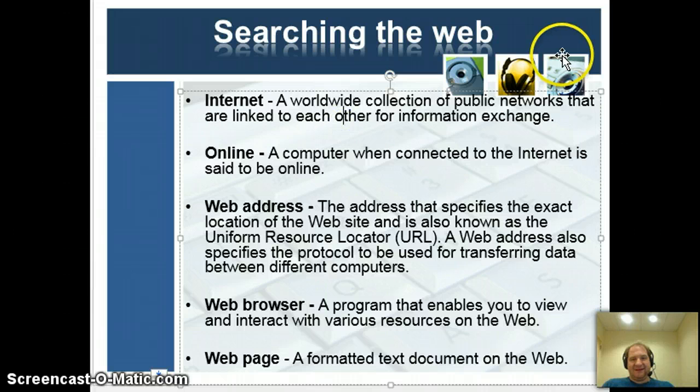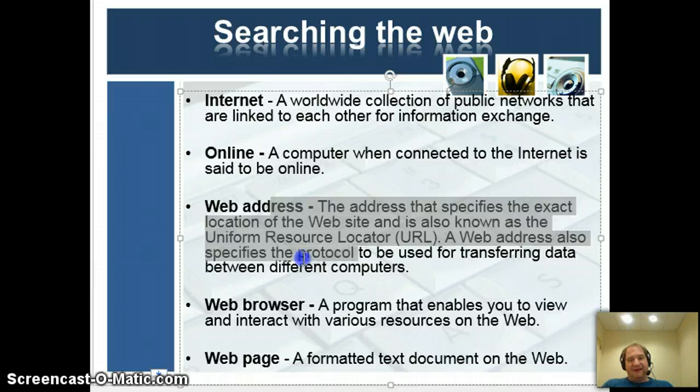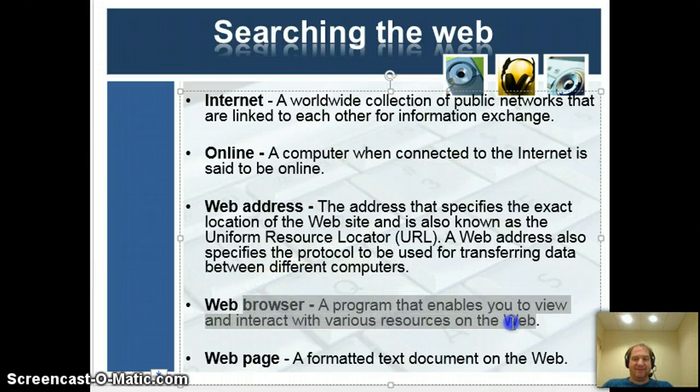Some other ones. Internet, we all know what it is, but this is how to define it. A lot of networks. Remember, networks, a lot of computers put together. We have that in Pod 2. If you're online, you're connected to the internet. A web address. If you ever see this URL, that means Uniform Resource Locator. That shows where that information is, how to get there. Use a web browser to find it. So this is your Firefox, your Chrome, your Explorer, and a web page is formatted in code.